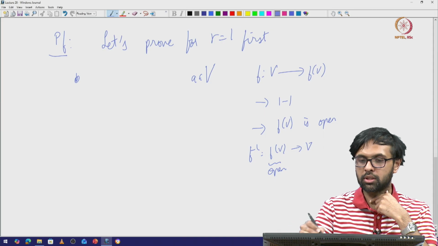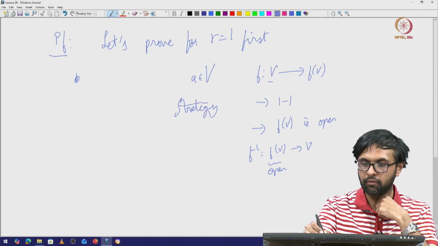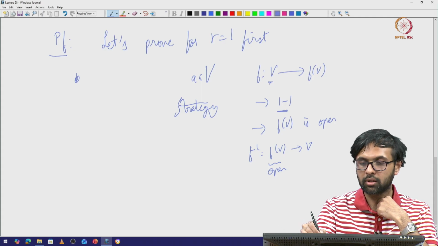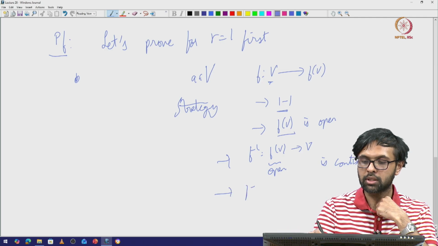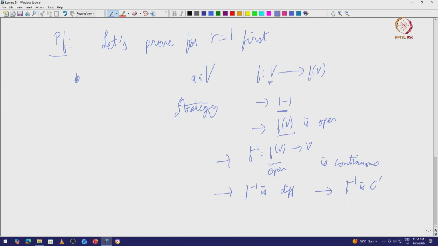Then we will prove the strategy of the proof. This is the strategy if you wish. You first find a V so that it's 1 to 1. Shrink the V if necessary so that this is open. Then prove that this is continuous. That's the next step. Then prove that F inverse is actually differentiable, and using the formula for the derivative, prove F inverse is C1. Okay, these are the steps. So let's start with this first. Okay.